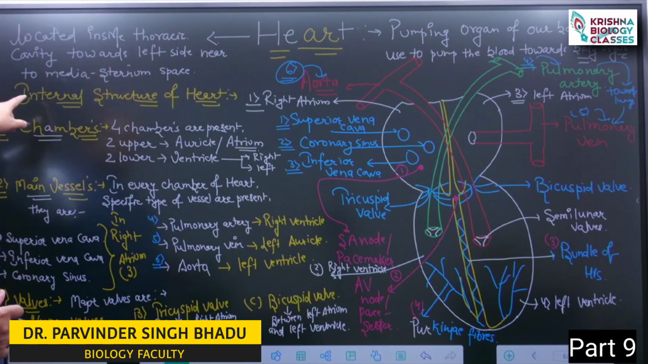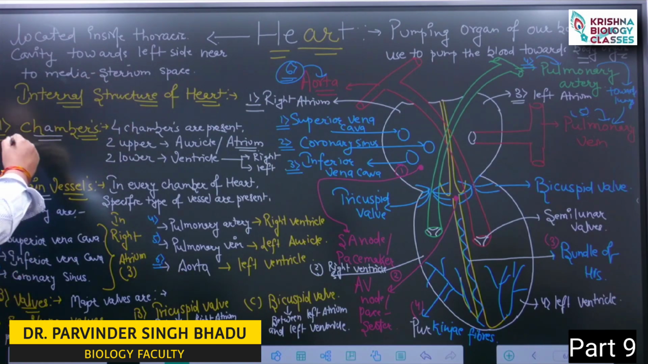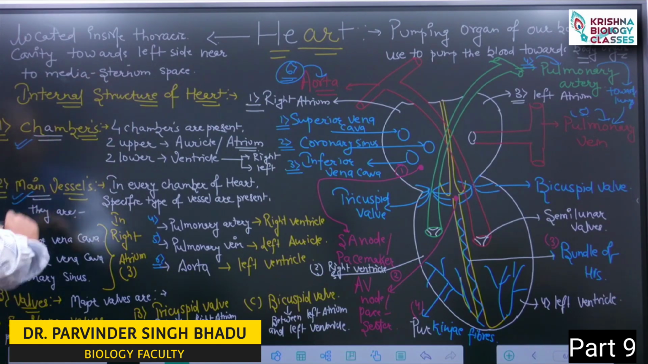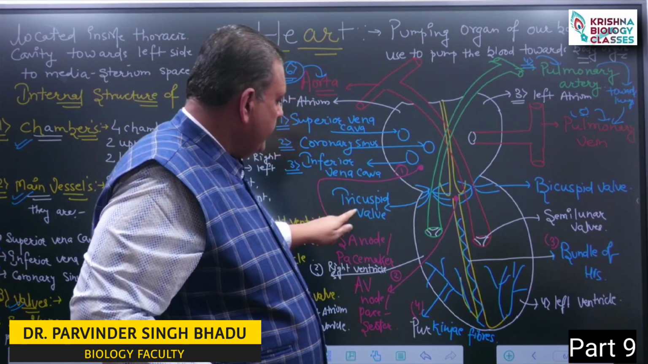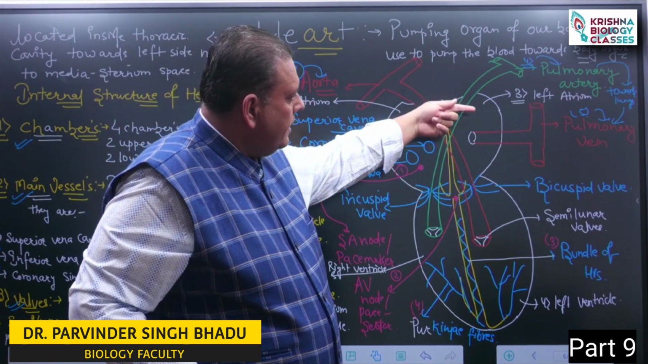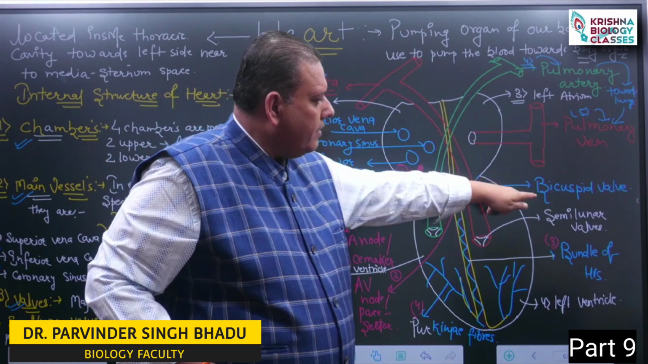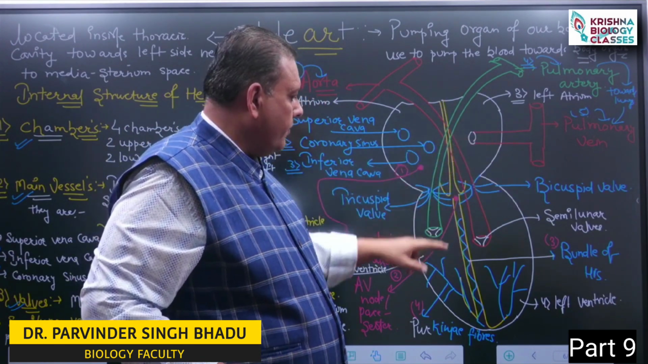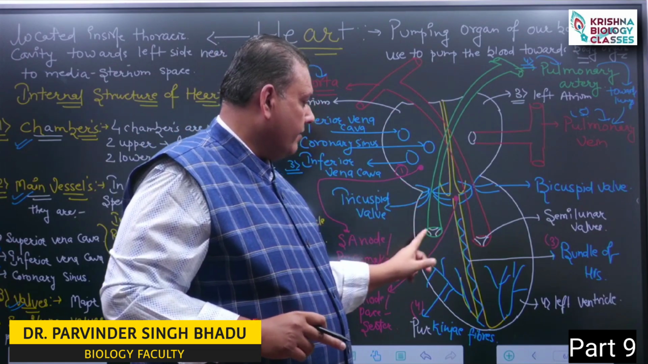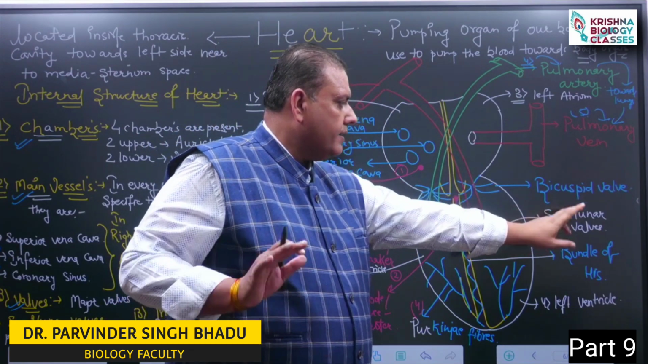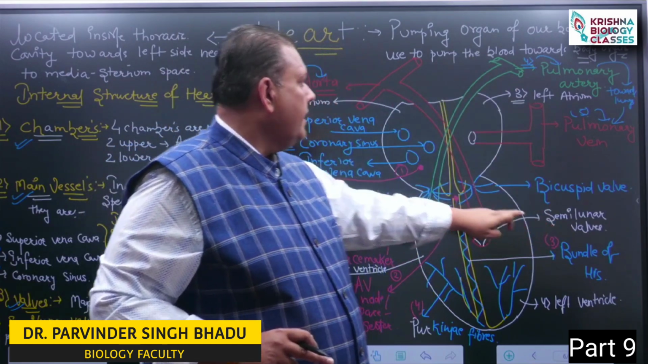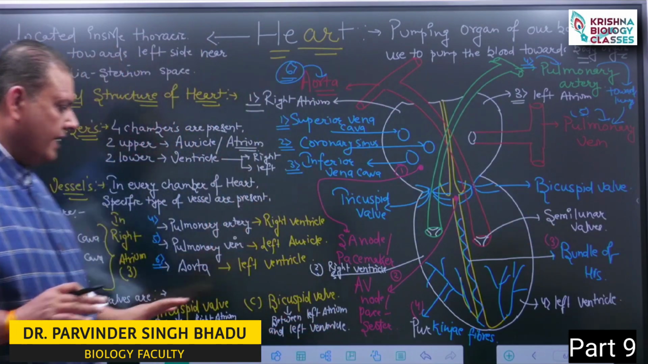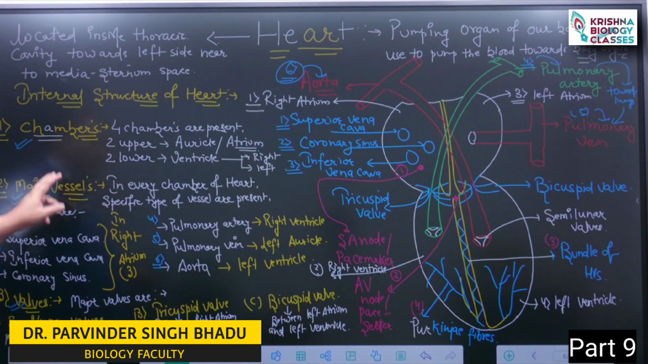So now this is the structure. We need to remember the chambers, main vessels, and valves. Now, valves. Between right atrium and right ventricle, tricuspid valve is present. Between left auricle and left ventricle, bicuspid valve is present. Apart from it, half moon shaped valves, semi meaning half, lunar meaning moon, are present on the pulmonary artery and aorta. So these are the valves present inside our heart.